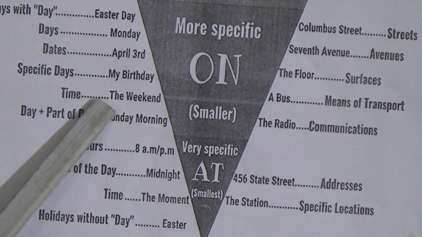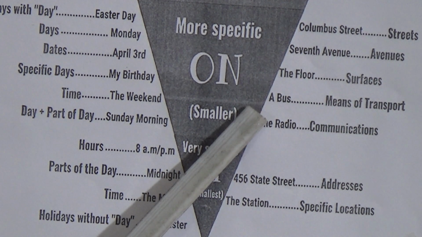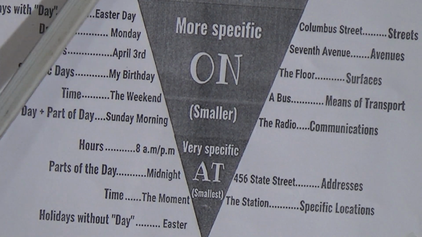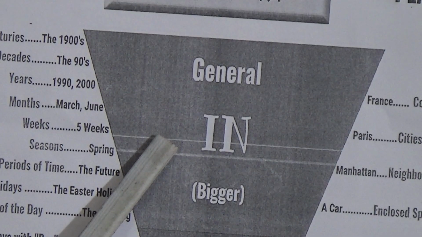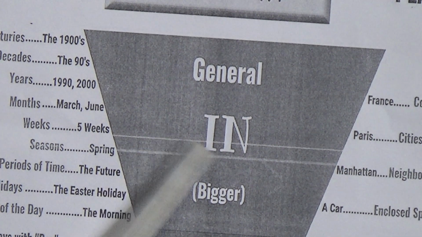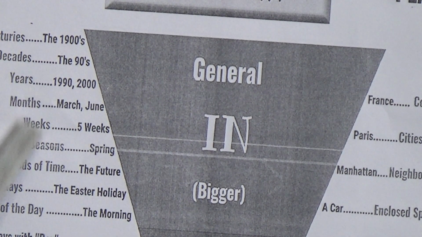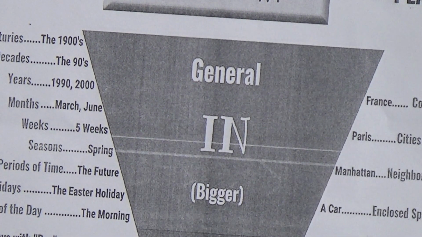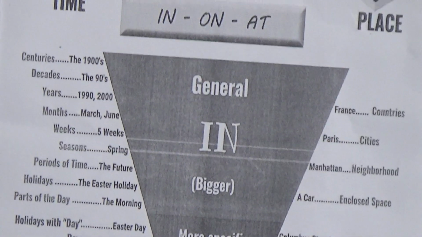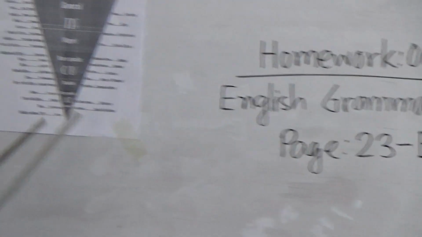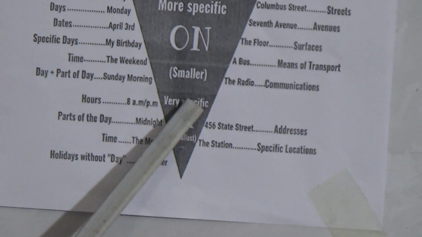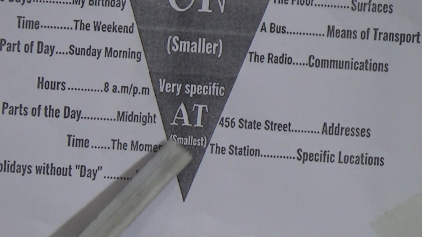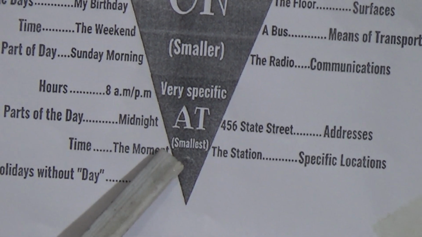Either it can be time or it can be place. We will use in when we generalize something, that means when we make a big sense. So in this situation we will use in for both time and space. Now we will go to the smallest part, that means which one is very specific. That means at, the smallest one.